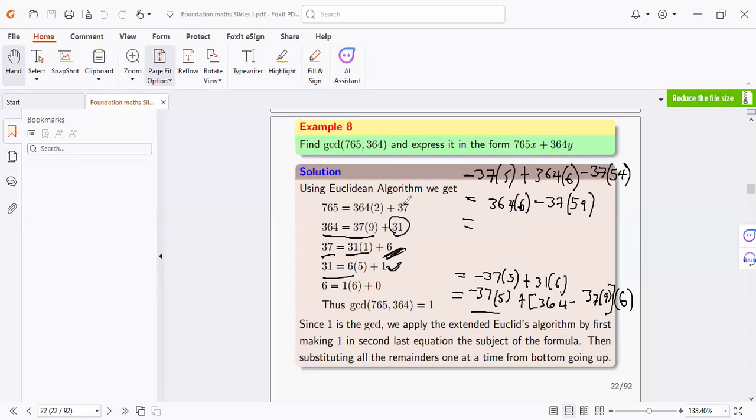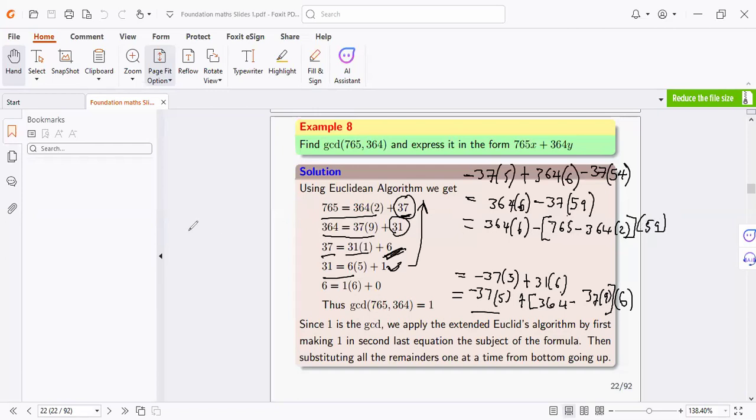Now substitute the last remainder. The last remainder is that 7. We substitute remainders from bottom going up. So what we get is 364 multiplied by 6, then minus, instead of this 7, we write the equivalent, which is 765 minus 364 multiplied by 2, then close the bracket, then multiply by this 59.